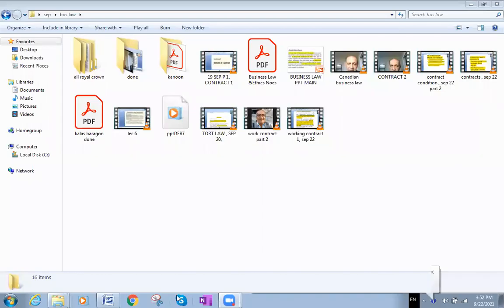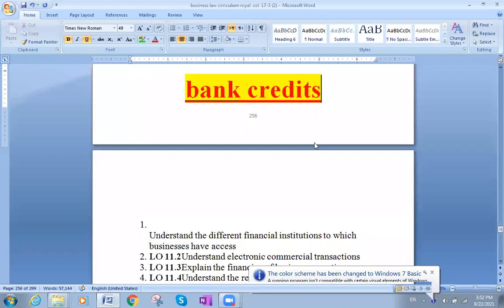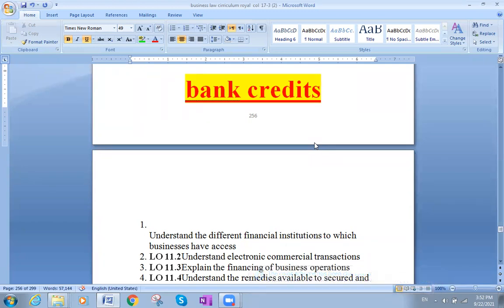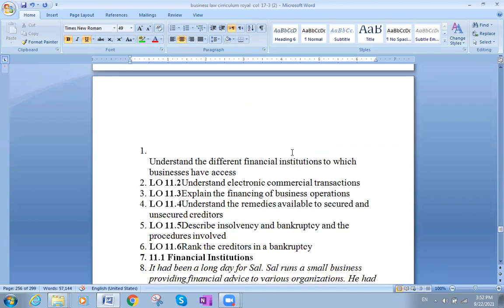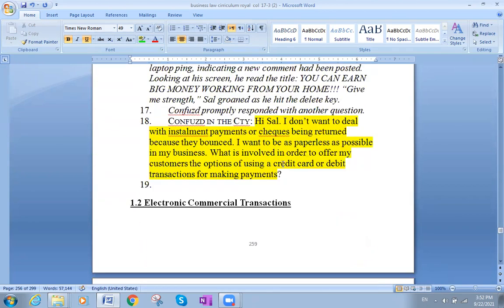So welcome, my dear students, welcome back for a new chapter on bank or financial transactions in the law and how they are determined and arranged in the law. This is about bank credits or bank transactions.